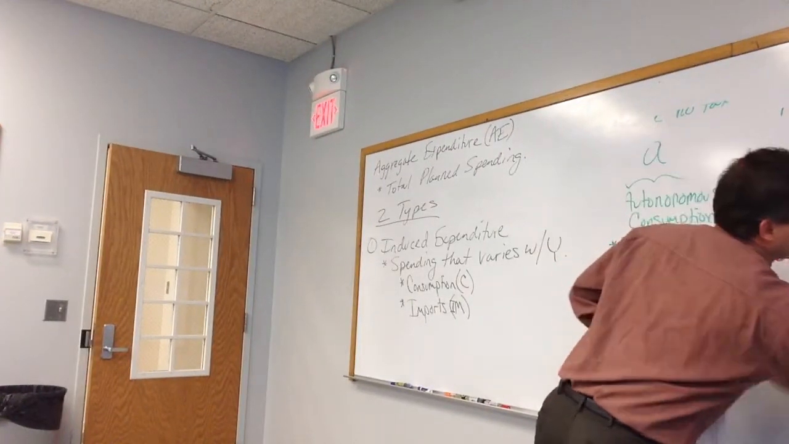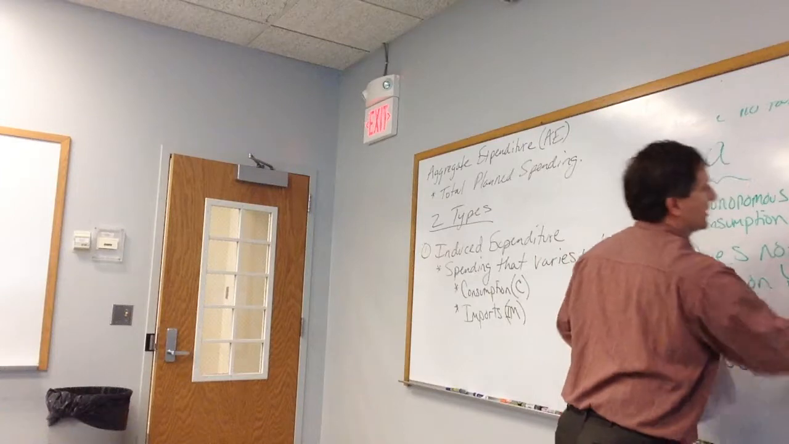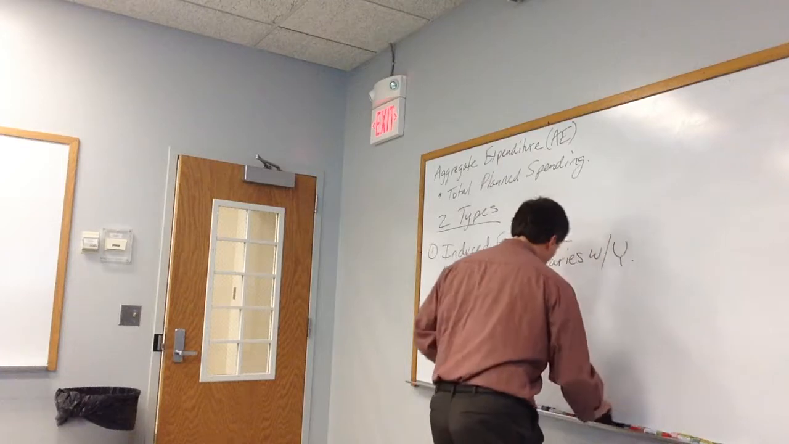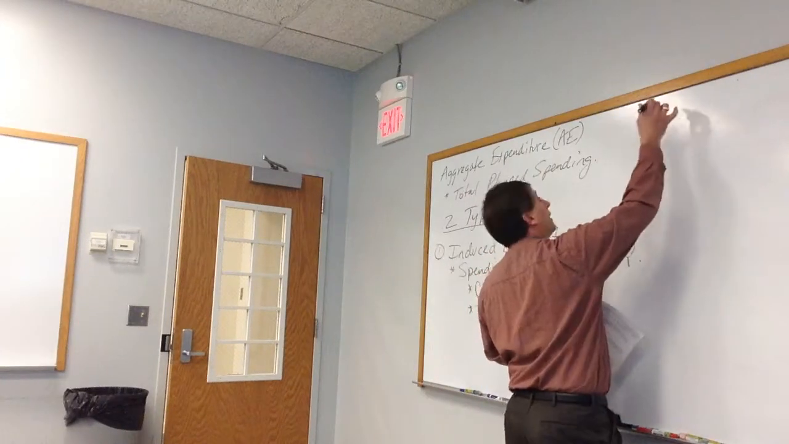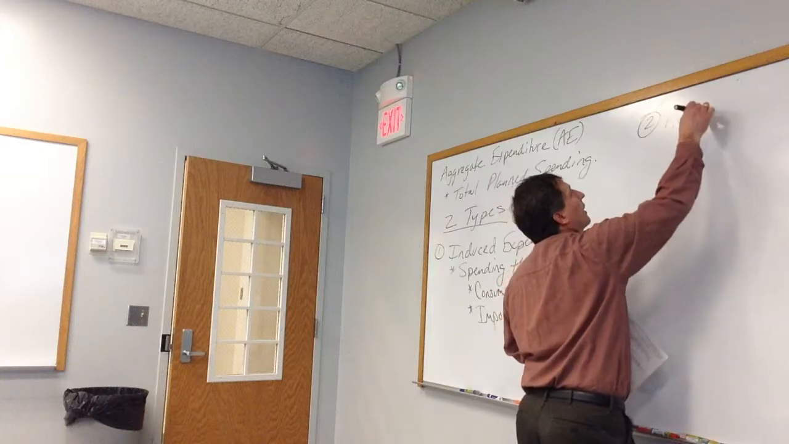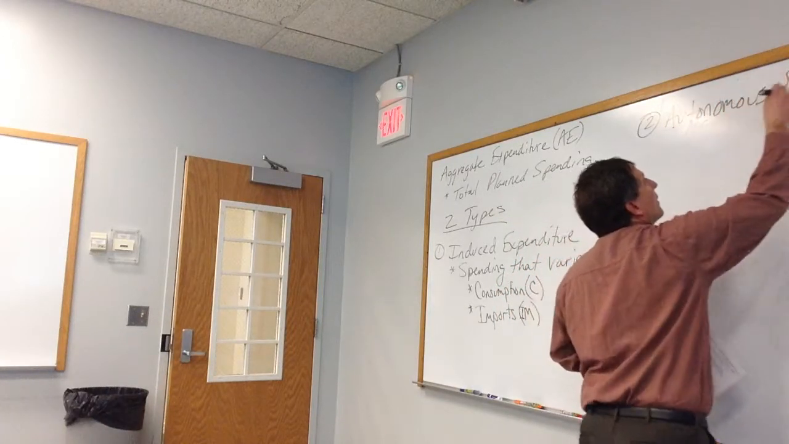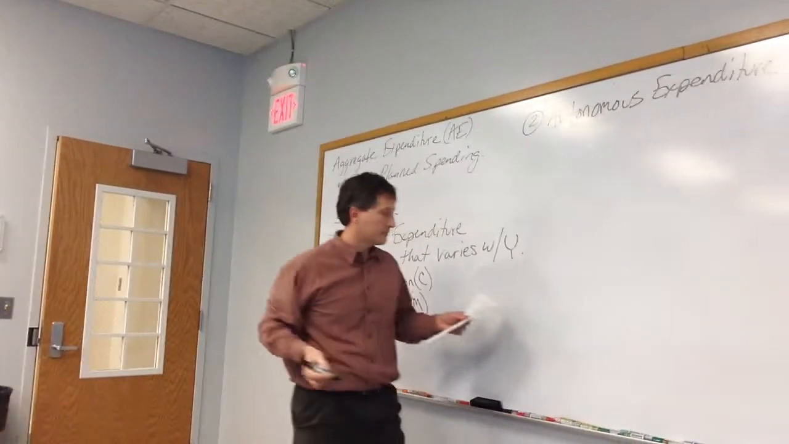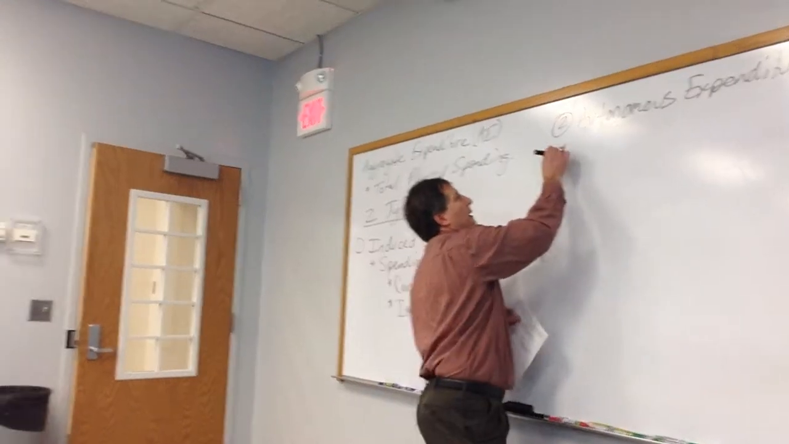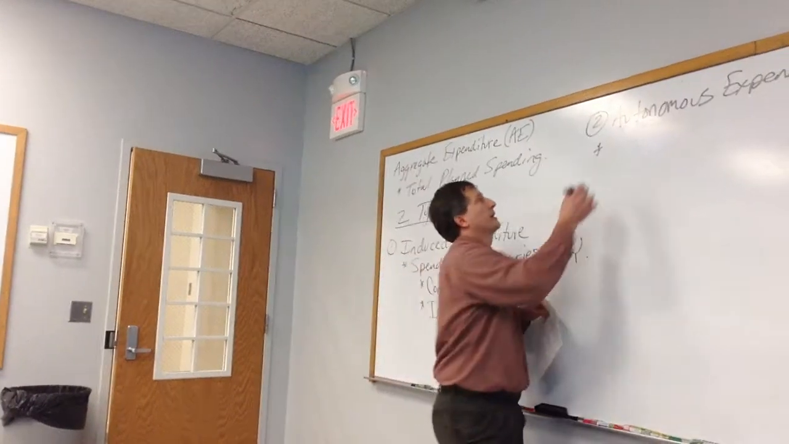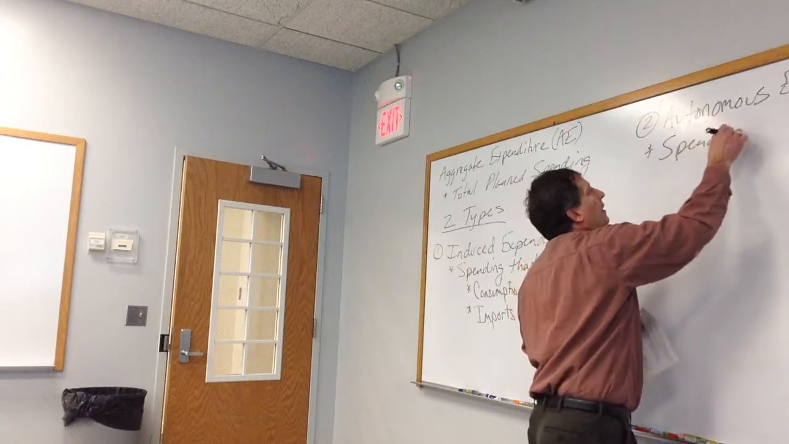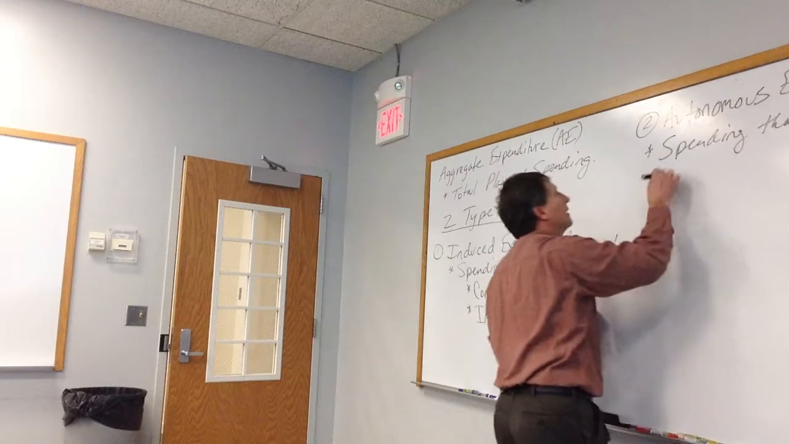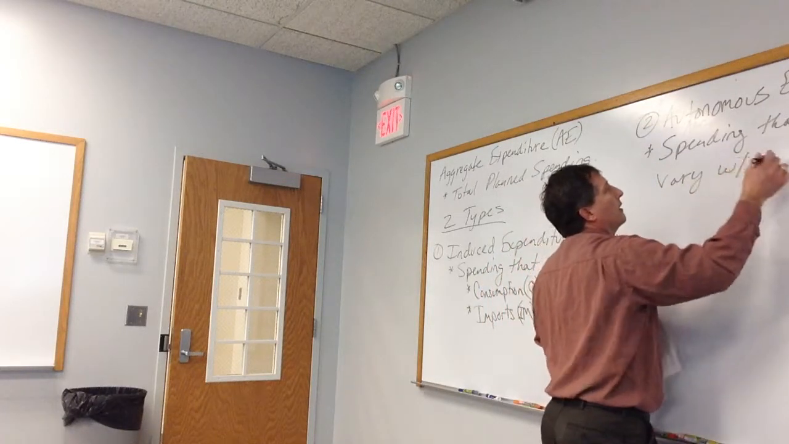autonomous expenditure. We just looked at autonomous consumption, and now we're going to generalize that to autonomous expenditure. And that's simply spending that does not vary with income.